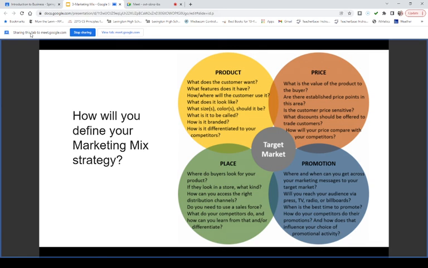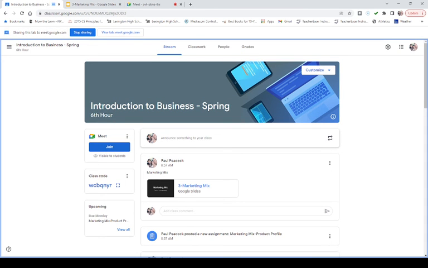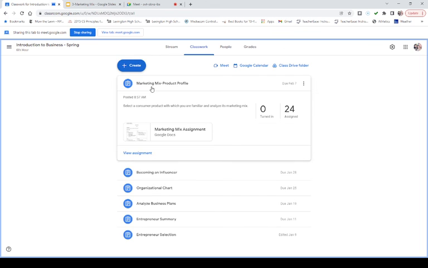I'm going to move over now into the assignment. So if you can do this with me, go into Classroom, and under classwork, you're going to see this assignment that I've posted called the Marketing Mix Profile, and this is what I want you to be working on the remainder of your class time. It's going to be due Monday regardless of what happens with school.